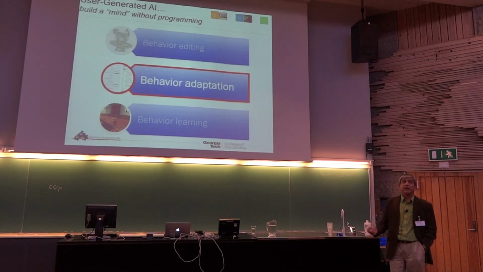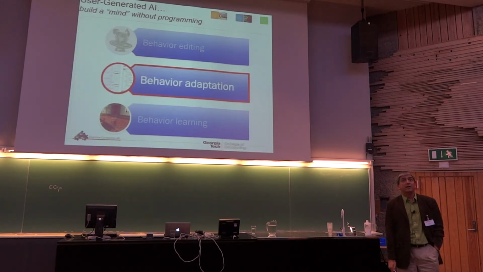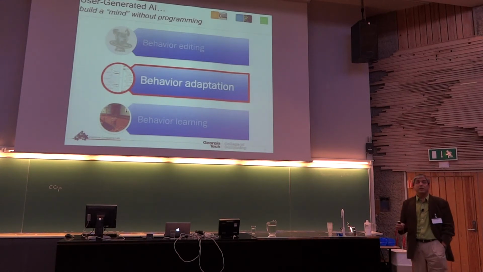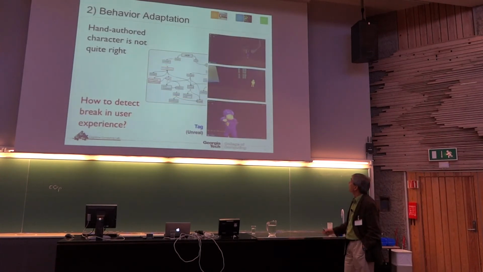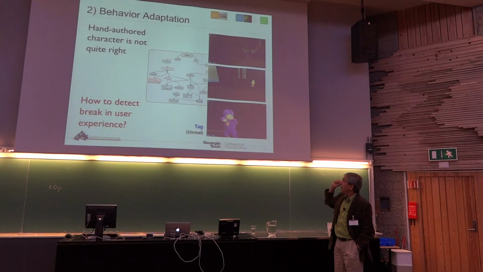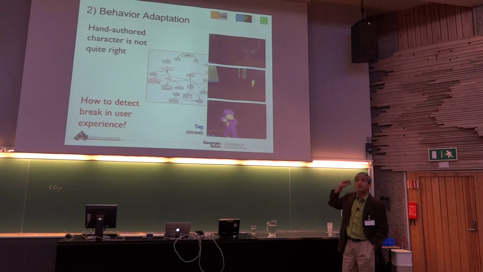You've now authored these behaviors. What happens if you made a mistake? Maybe you've authored them using old-fashioned programming or scripts. We all make mistakes because of programming. So you created this behavior, however it might be. How do you know that the character isn't doing the right thing?